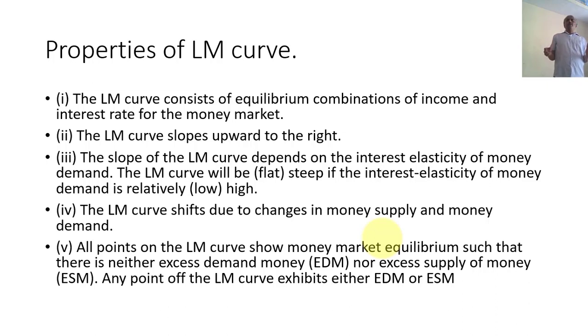The LM curve will be steep if the interest elasticity of money demand is relatively low. Similarly, the LM curve shifts due to changes in money supply and money demand. All points on the LM curve show money market equilibrium, such that there is neither excess demand for money nor excess supply of money. Any point off the LM curve exhibits either excess demand for money or excess supply of money. So these are the different properties of the LM curve which we can come across.